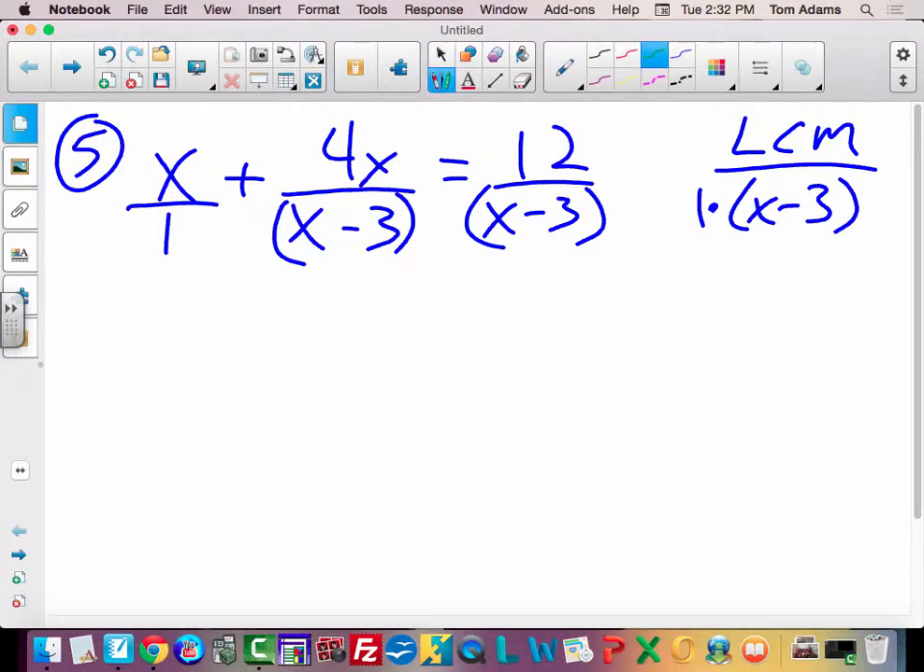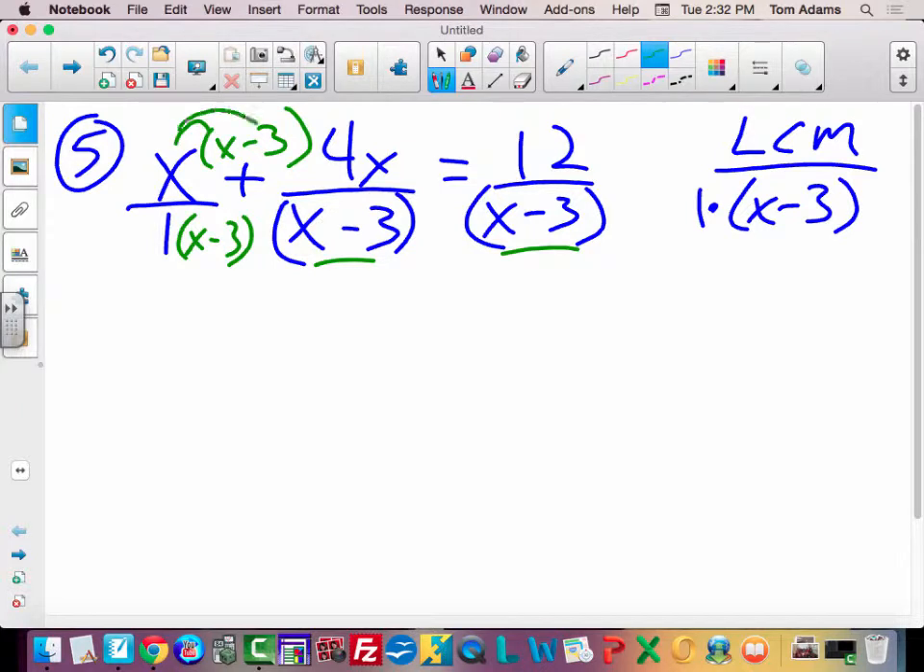Well, this has x minus 3, this has x minus 3, this one does not. So I'm going to multiply the top and bottom by x minus 3. Now, to save myself a little bit of time, I know that when I'm done with all this, my common denominator will be x minus 3. And then I know I'm going to multiply every term by x minus 3, so the denominator cancels. So I'm only going to focus on the numerator.